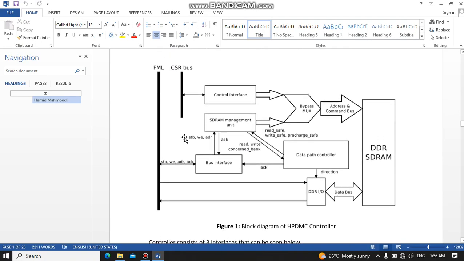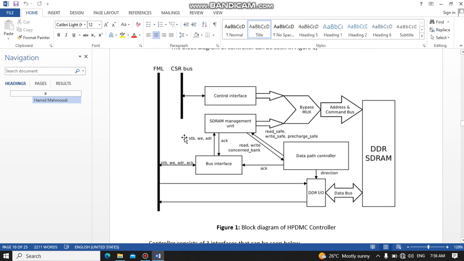This is the design given to us. The design consists of a DDR controller which is attached to DDR SDRAMs. So the DDR controller has an FML interface, a CSR bus, and a DDR interface. The CSR interface is used to configure. The FML interface is used to read or write anything on DDR RAM via the DDR controller, and the DDR interface is used to connect the controller with DDR RAM.